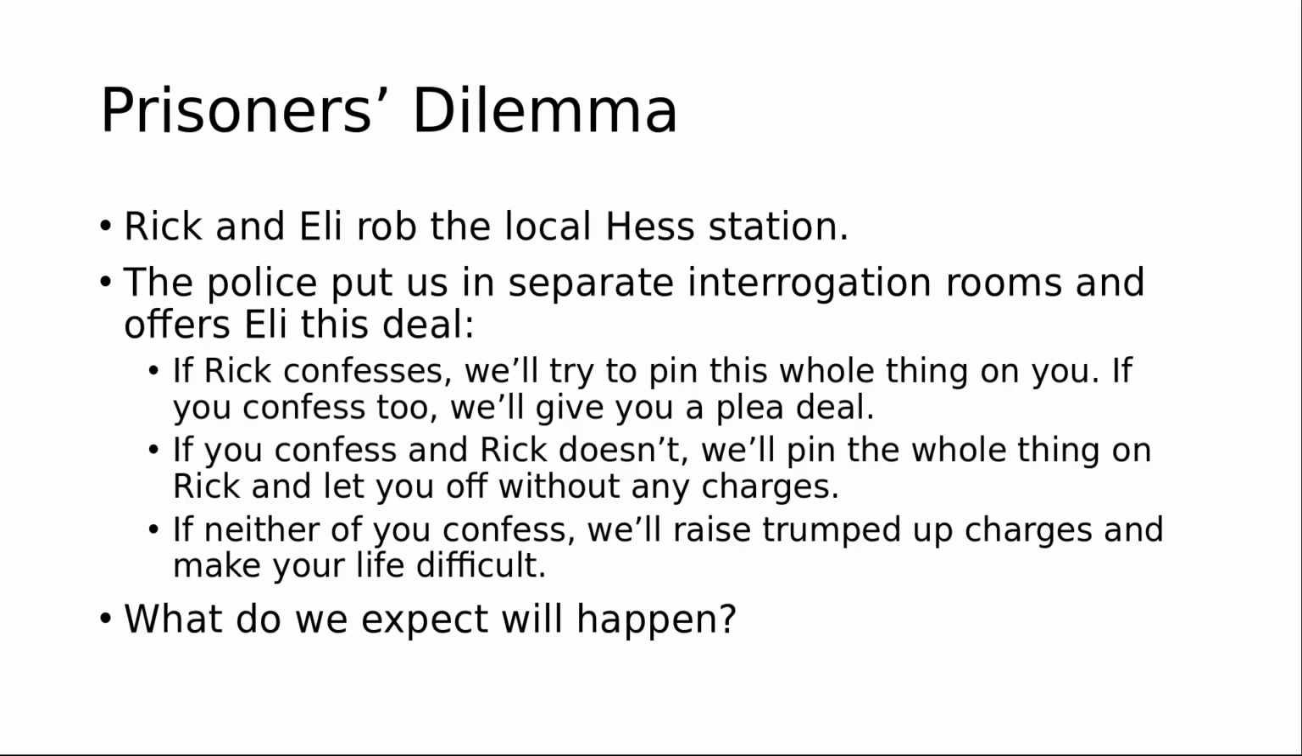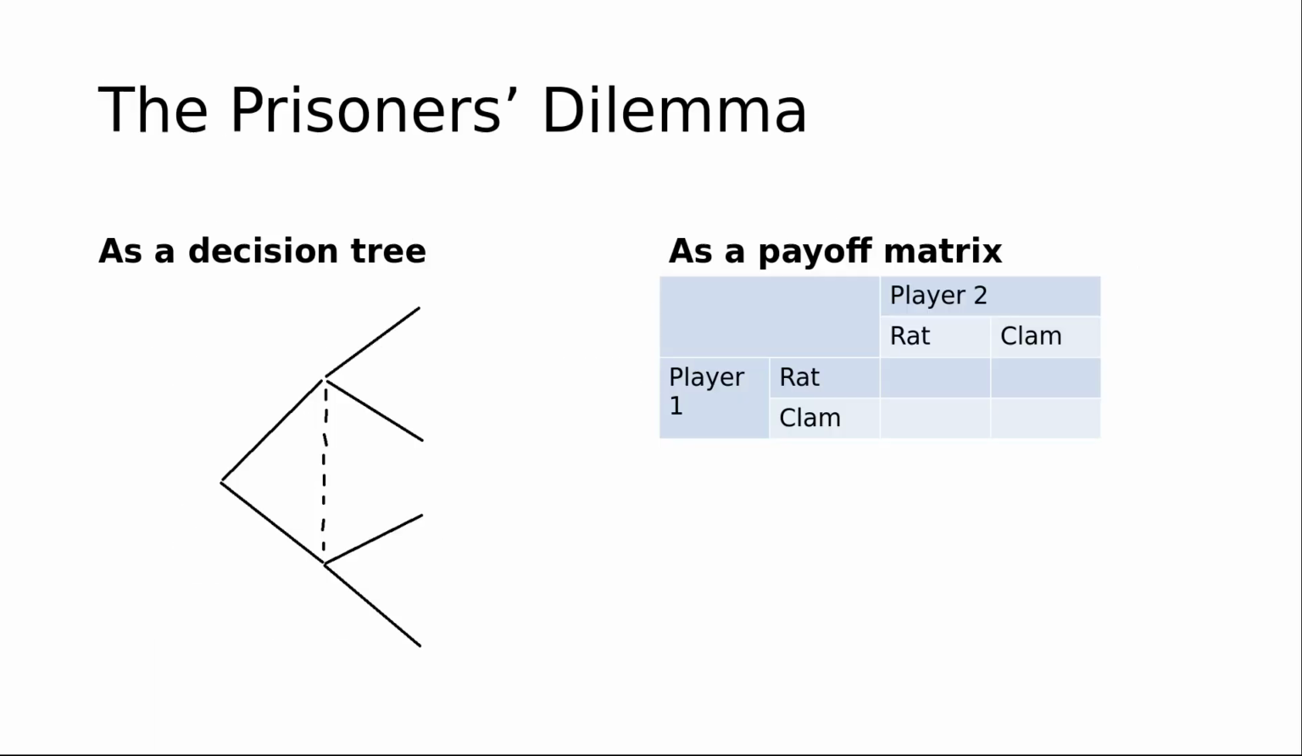So there's the question of what happens if I rat, what happens if Eli rats, what happens if we both rat, what happens if neither of us rats. These are our possible outcomes here. This would be a little bit easier to show on a whiteboard, but basically we can think: player one decides to confess or keep their mouth shut. Player two then confesses or keeps their mouth shut. Or they might be at this branch, confess or keep their mouth shut.